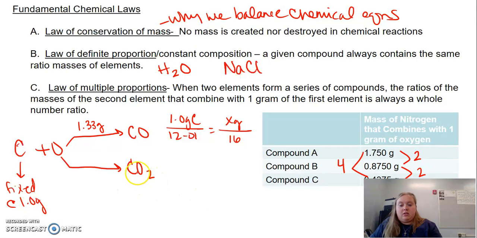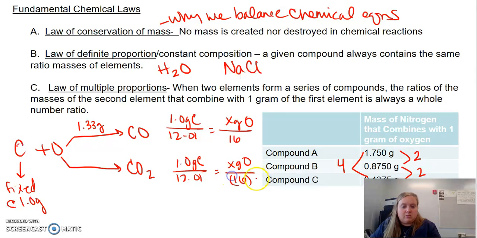If I then do the same thing over here for the CO2, you have 1 gram of carbon, and I'm trying to figure out the grams of oxygen, so 16, but now I'm going to multiply that 16 by 2, because in CO2 you have 2 oxygens. Now if I do this cross multiplication, you get 2.66.